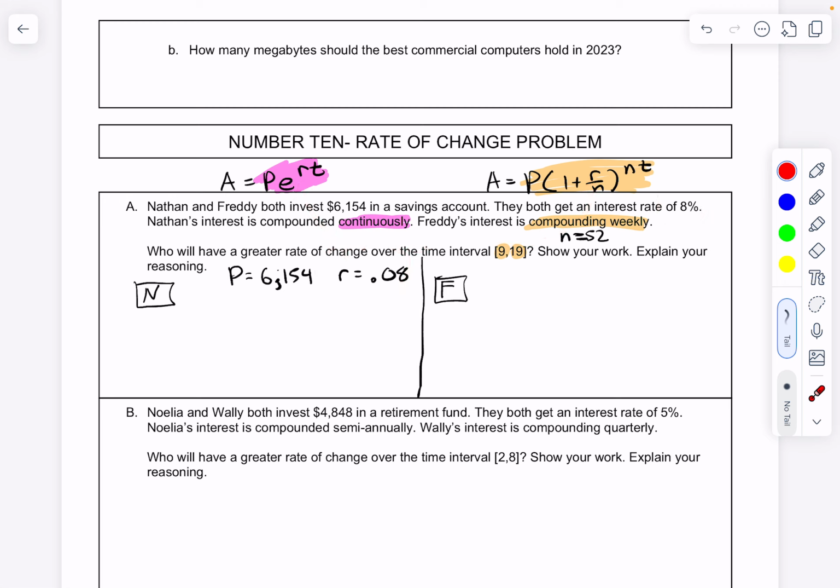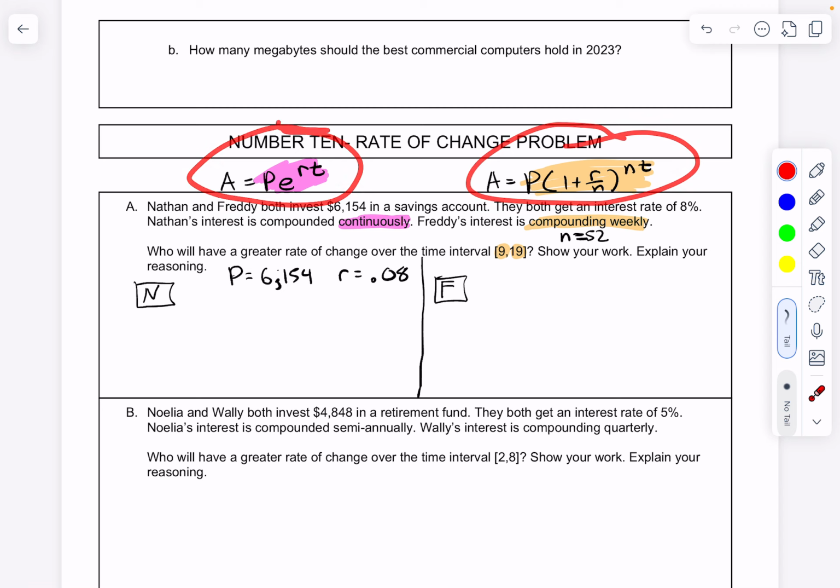Now, we got to know which formula I'm using. Nathan's interest is compounded continuously. That means I'm using this formula. The word continuously tells me it's that formula. Freddie's interest is compounding weekly. Any compounding other than continuously has to use this formula where n is 52. All right, that's how you determine what formulas you're going to use.